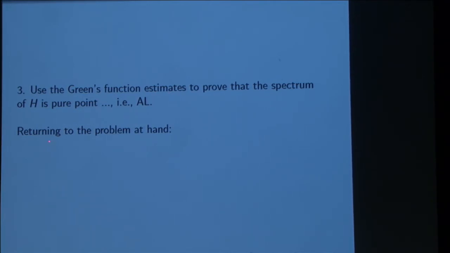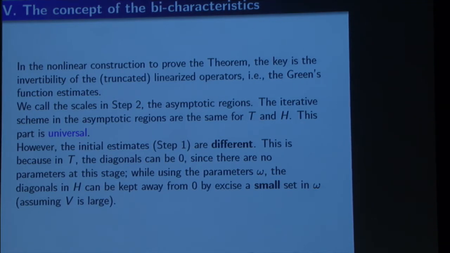Now, returning to the problem at hand, let's remember that we try to solve some nonlinear equations. So let's return. It will be necessary to introduce the concept of the bicharacteristics. So we return to our geometric problem. In the nonlinear construction to prove the theorem, the key is the invertibility of the truncated linearized operators, that is the Green's function estimates, right? We use Newton's scheme, so you do not escape that.